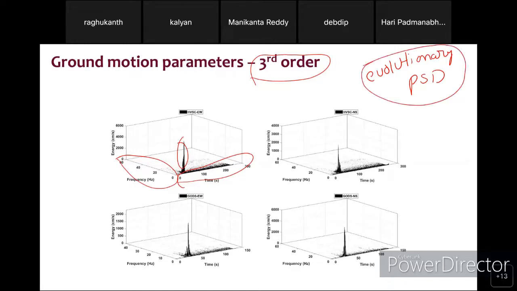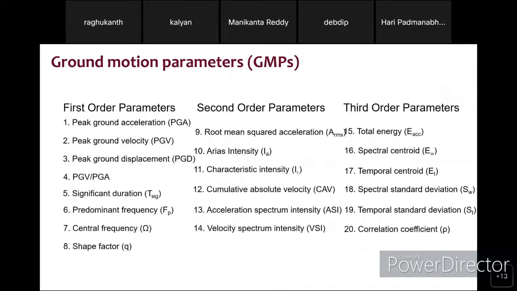A lot of methods are there: wavelet techniques, Hilbert-Huang transform, Wigner-Ville, many things. We use this HHT, the Hilbert-Huang transform, to extract the evolutionary power spectral density also. The advantage is that we know at what time which frequency was acting. It is additional information we get from the data. So all these parameters have been estimated for the New Zealand database, okay?